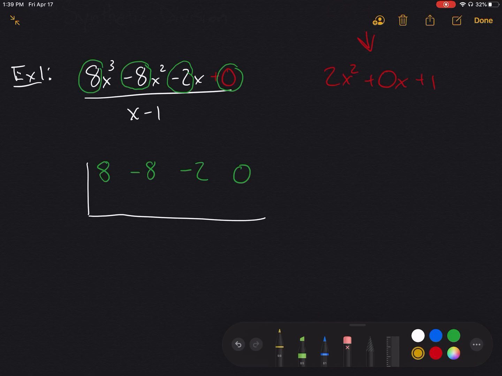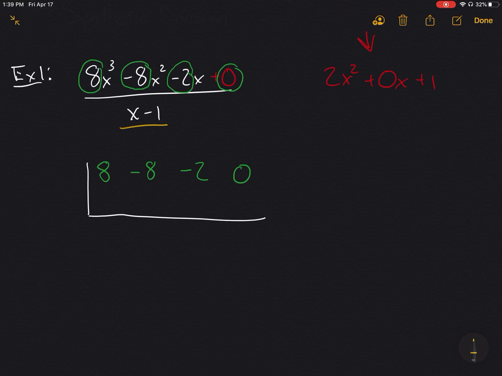The last step before we can start actually doing the synthetic division is I want to look at this bottom term here. To use synthetic division, it has to be something of the form x plus or minus something. So x can't have a coefficient out front. It just has to be x to the first with nothing out front, and then plus or minus some value here. If that's the case, then we're allowed to use synthetic division.